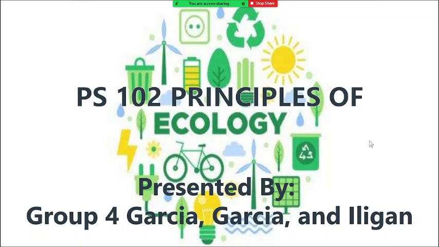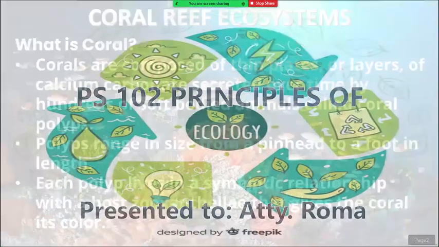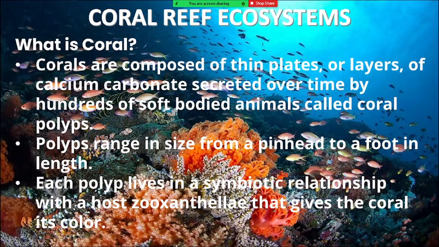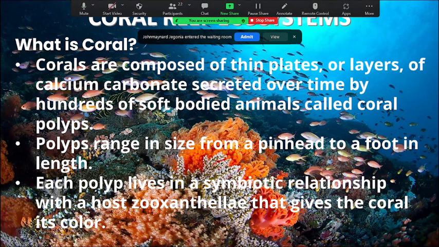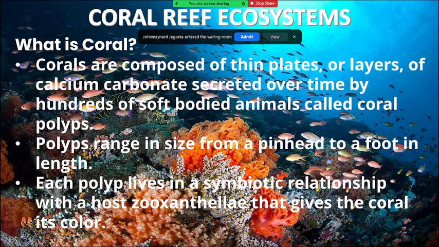Good afternoon, attorney. Good afternoon, classmates. We will be reporting on the coral reefs ecosystems. So, what is coral? Corals are composed of thin plates or layers of calcium carbonate secreted over time by hundreds of soft-bodied animals called coral polyps. Polyps range in size from a pinhead to a foot in length.